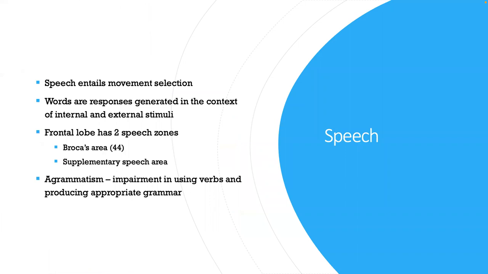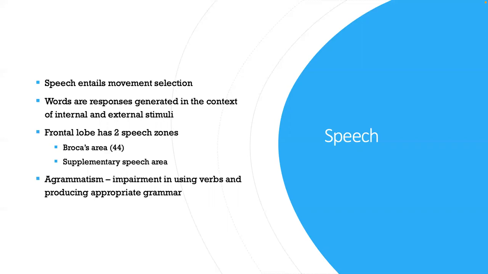Speech is the next one. It's the last one in this category. Speech entails movement selection. Words are responses generated in the context of both internal and external stimuli. If the frontal lobe has a mechanism for selecting responses, then it must select words too. The frontal lobe contains two speech zones, Broca's area, or area 44, and the supplementary speech area. Broca's area is critical to retrieving a word based on an object, word, letter, or meaning. So Broca's area selects words based on cues. In contrast, the supplementary speech area is required to retrieve words without external cues.